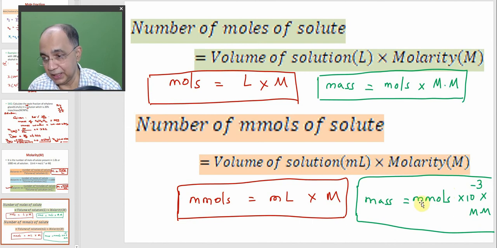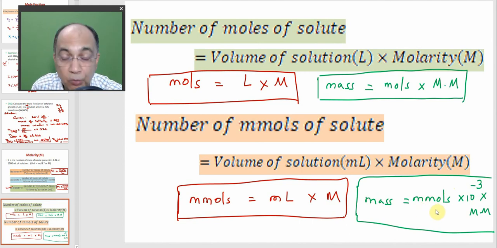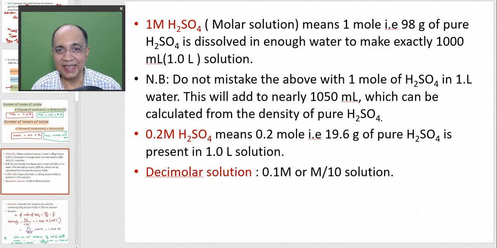This data with 10 to the minus 3 will give you the number of moles. And then number of moles into molecular mass will give you the mass. Right. Now, 1 molar, this is called molar solution.